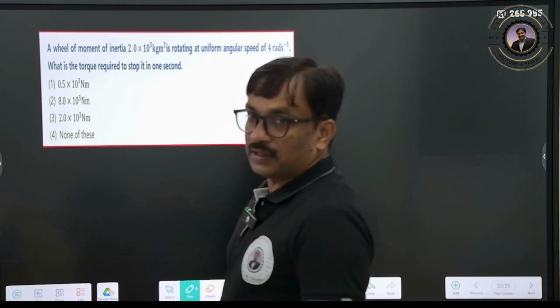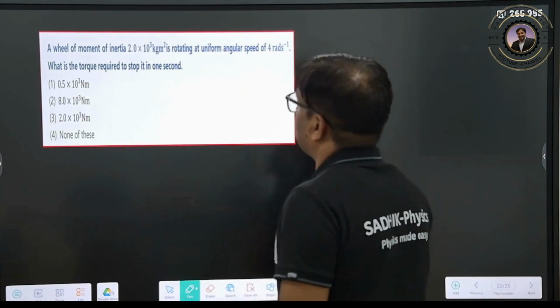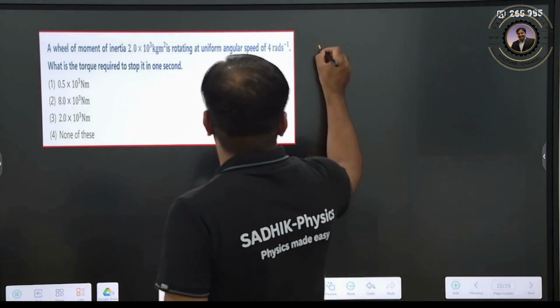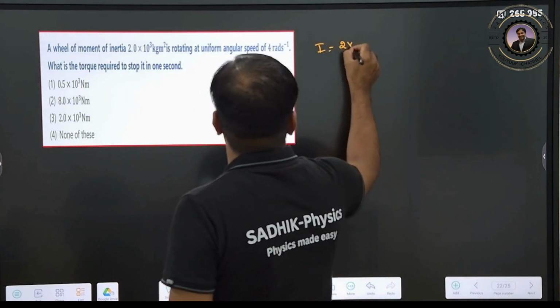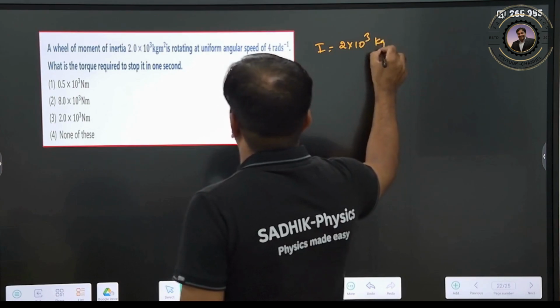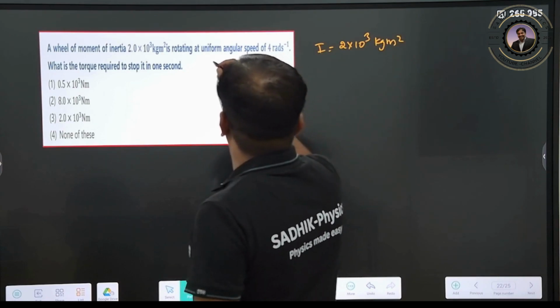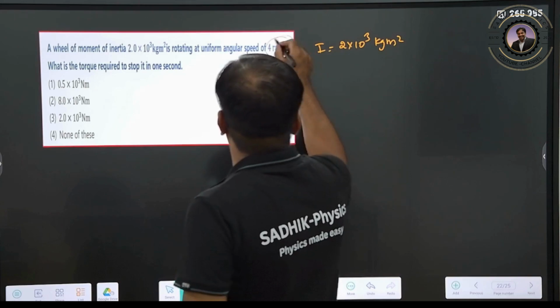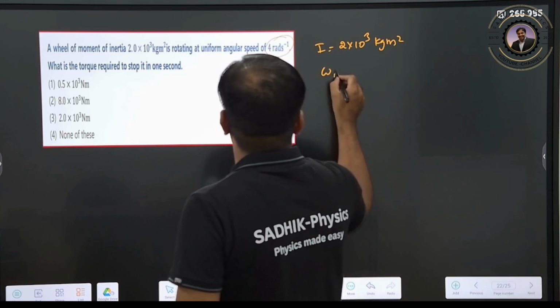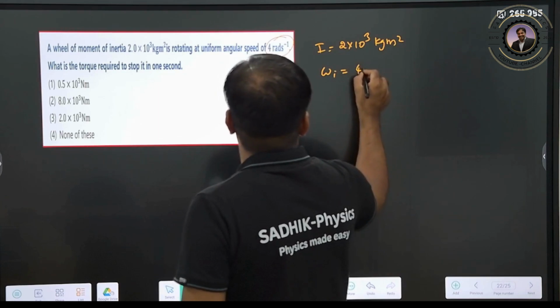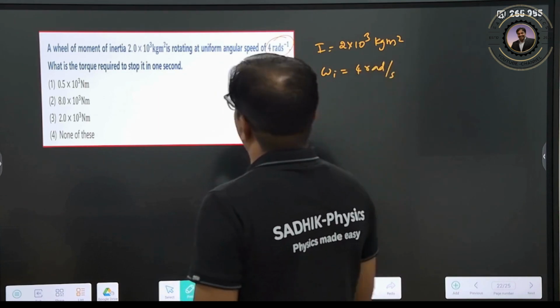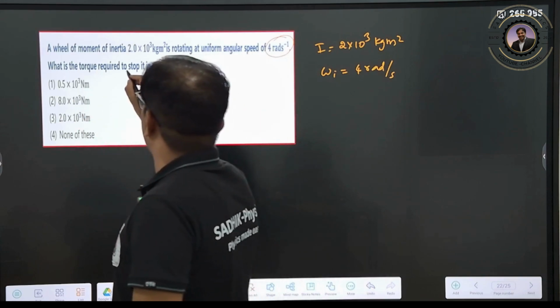Here there is a wheel. This wheel has a moment of inertia given directly. Moment of inertia is how much? 2 into 10 to the power of 3 kg meter square. It is rotating with a uniform angular speed. Therefore, the initial angular speed is how much? 4 radians per second. So what torque is required to stop it in 1 second?